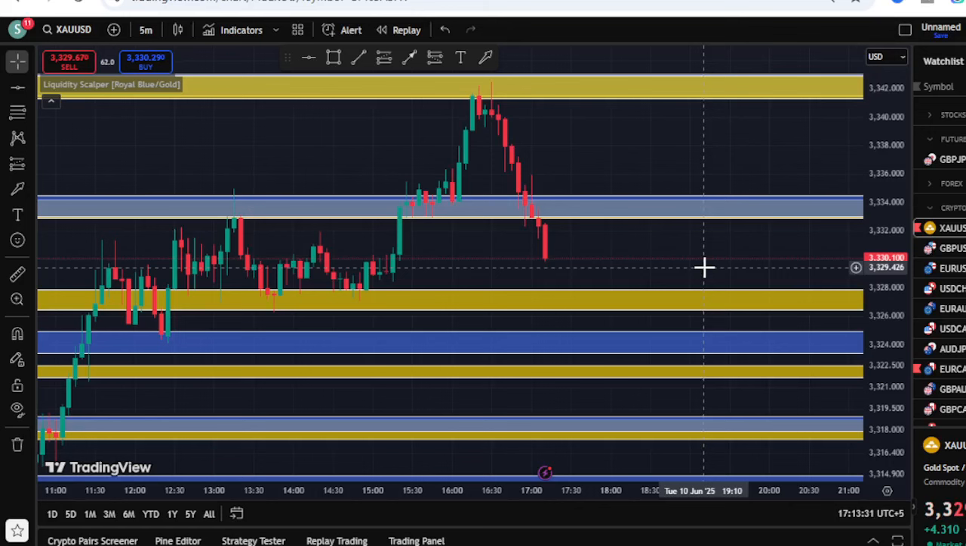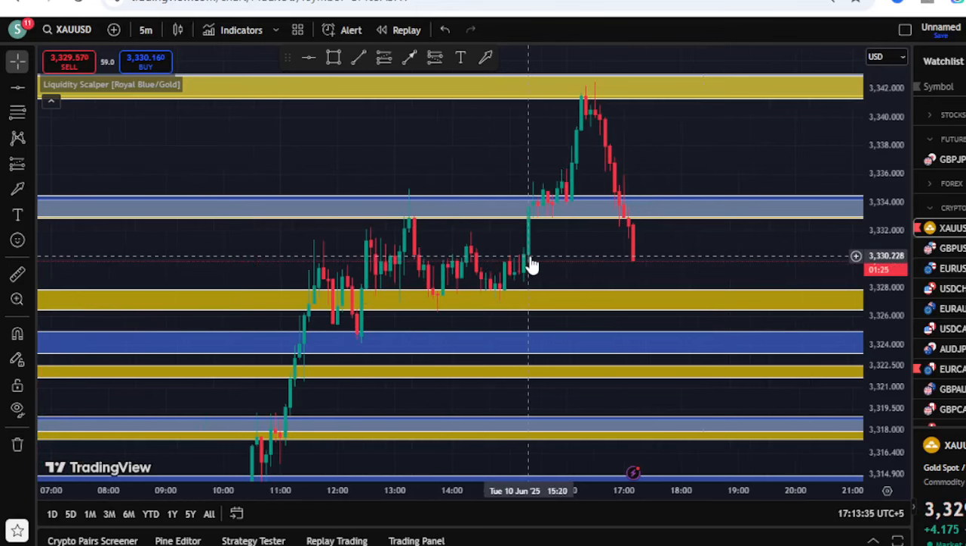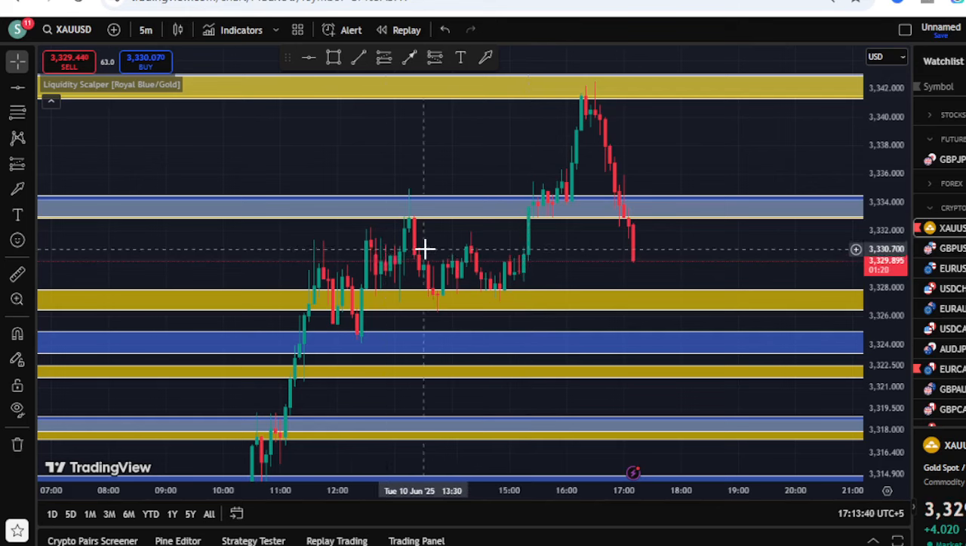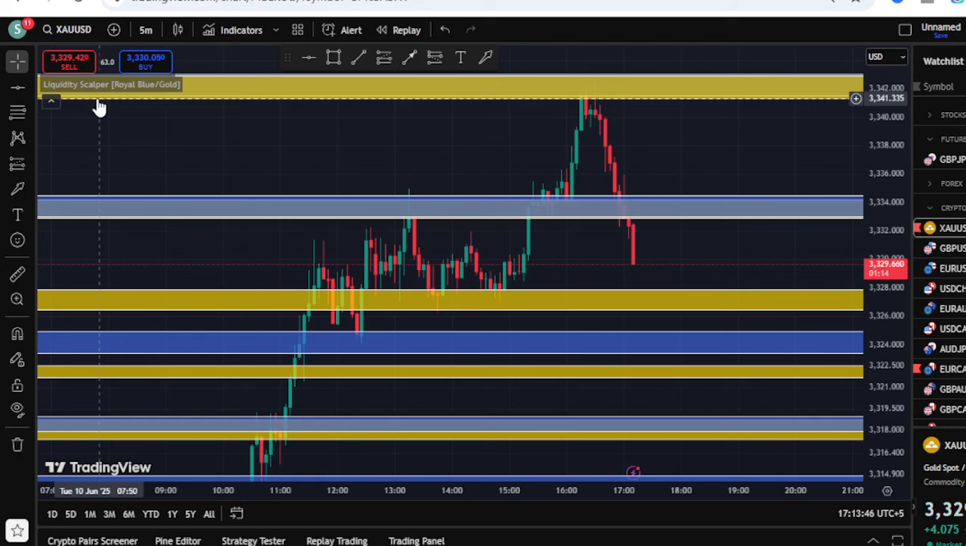You must have used a lot of break and retest strategies and they have never worked for you. So this is one of the best indicators that I have developed if you are a break and retest trader. The name of the indicator is Liquidity Scalper.